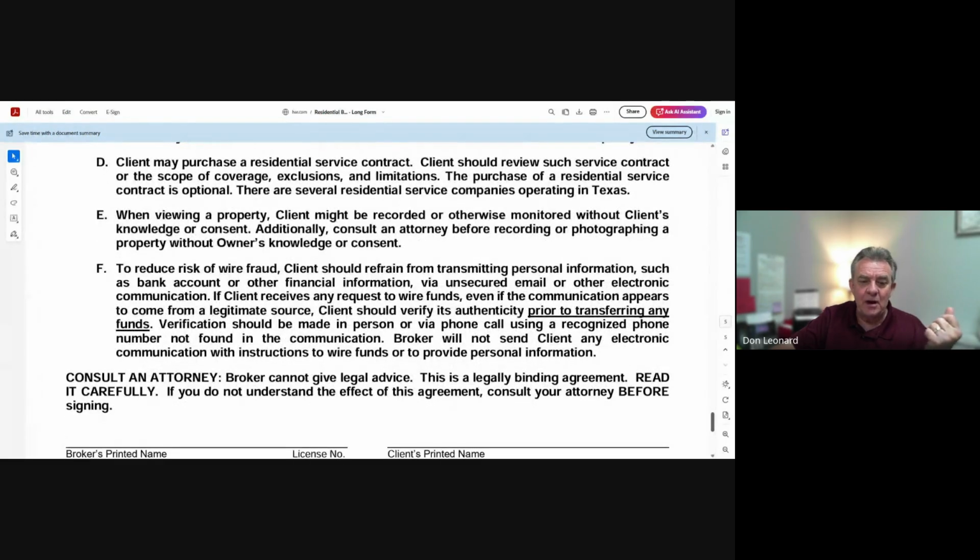E, when viewing a property, client might be recorded or otherwise monitored without the client's consent or knowledge. Additionally, consult an attorney before recording or photographing a property without the owner's knowledge or consent. So my understanding, and maybe Marty can chime in here as well, is that sellers have the right to monitor. They don't have the right to record. That's always been my understanding.